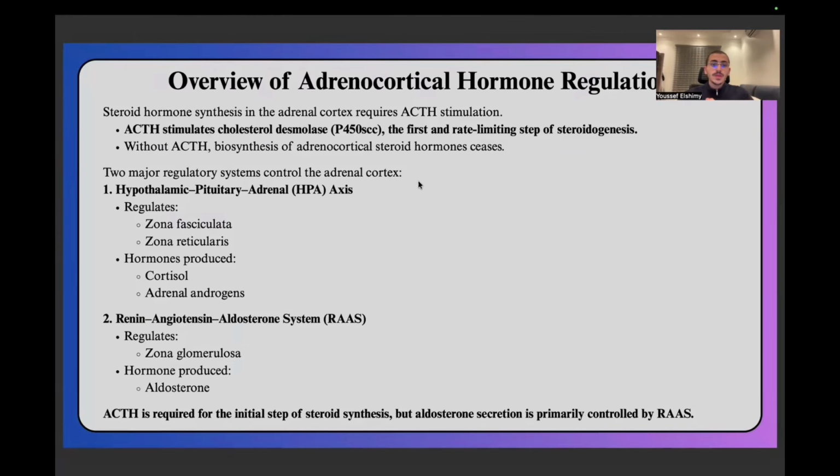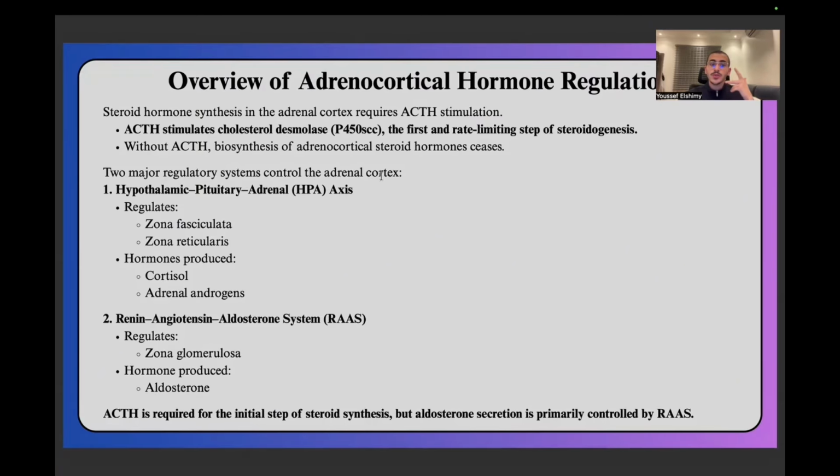Okay, so let's talk more about adrenocortical hormone regulation. How are these hormones regulated? We mentioned that steroid hormone synthesis in the adrenal cortex requires ACTH stimulation, and ACTH is important for the first step, which is the conversion of cholesterol to pregnenolone. This step is the first and the rate limiting step for steroidogenesis. Without ACTH, you cannot produce adrenocortical hormones.